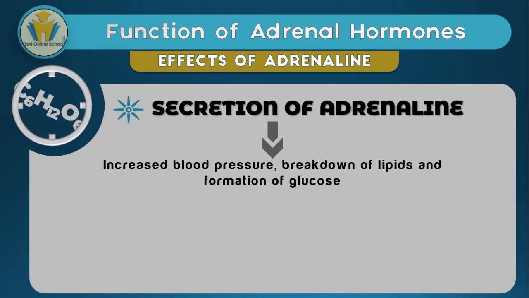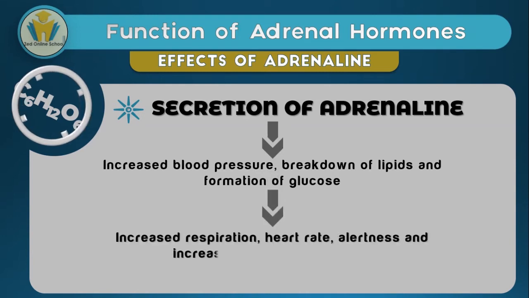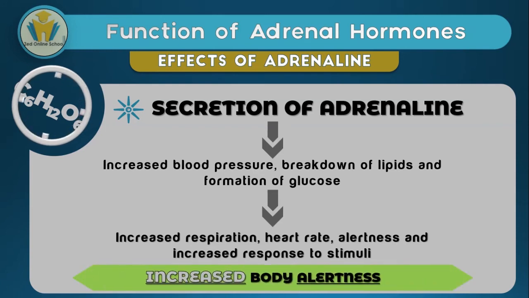However, the manner in which these hormones are secreted is a bit different. The main result of adrenaline is that it will increase respiration, heart rate, alertness, which is very important when we're differentiating these two, and the increased response to stimuli. As you can see, there are some added functions of this adrenaline once it has been secreted. For cortisol, it ended on glucose. However, for adrenaline, you can see there's some stimuli involved, some alertness involved. Therefore, the main effect of adrenaline is increased body alertness.